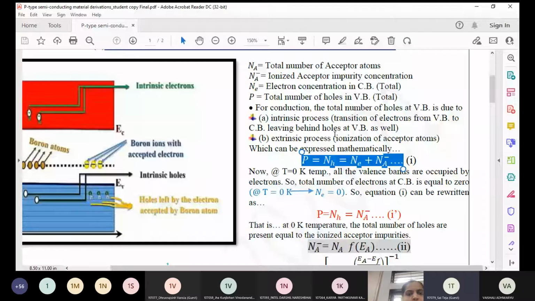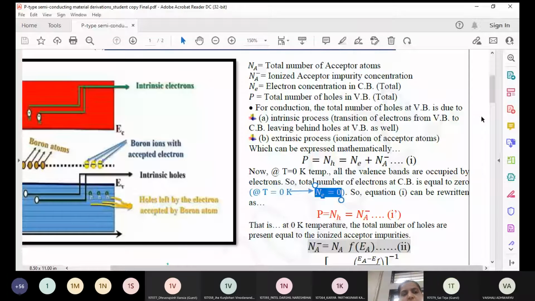So Nh, which is the total number of holes present in the valence band, will be equal to the total number of electrons in the conduction band plus the total number of ionized acceptor atoms. Now, if we consider the temperature as 0 Kelvin, then Ne will be equal to 0, because there is no other energy provided to the electrons for moving towards the conduction band. So here Nh will be equal to the number of ionized acceptor atoms. That is, Nh will be equal to Na minus.